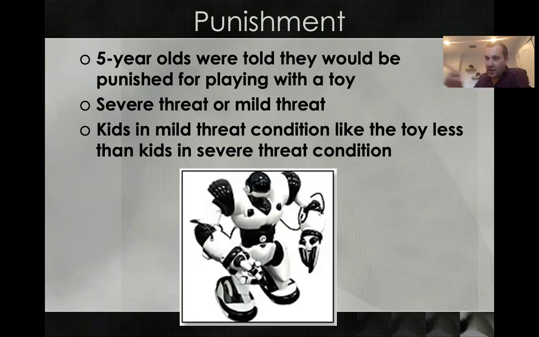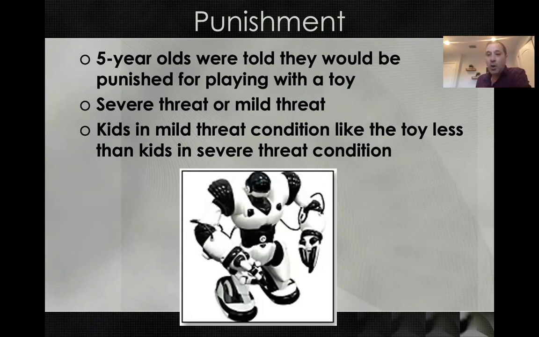You are not allowed to play with that toy. And at that point, they randomly assign the kids to one of two conditions. In the severe threat condition, they say, see that toy over there? You are not allowed to play with it. And if you touch it, if you play with that toy, you're going to be in such big trouble when I come back.